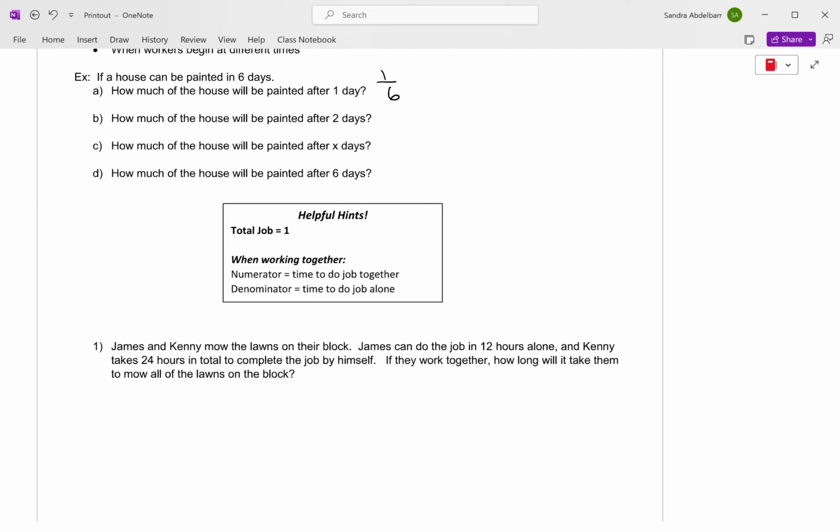What about after the second day? How much of the house will be painted? Philip. 1/3. Yep, so it would be 2 out of the 6 days, right? Which simplifies down to 1/3.